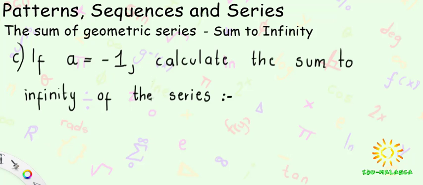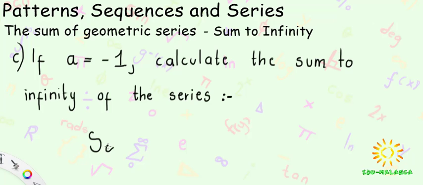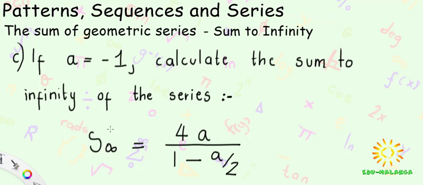The last question we will answer about this series is: if a is equal to negative 1, calculate the sum to infinity of the series. We'll come back to this sum to infinity where we solved it. We stopped right here because we couldn't simplify any further. So let's rewrite this equation over here. We know that the sum to infinity is going to equal 4a divided by 1 minus a over 2. So the question says if a is equal to negative 1, we should calculate the sum to infinity. Everywhere we see a, we're going to substitute in negative 1.